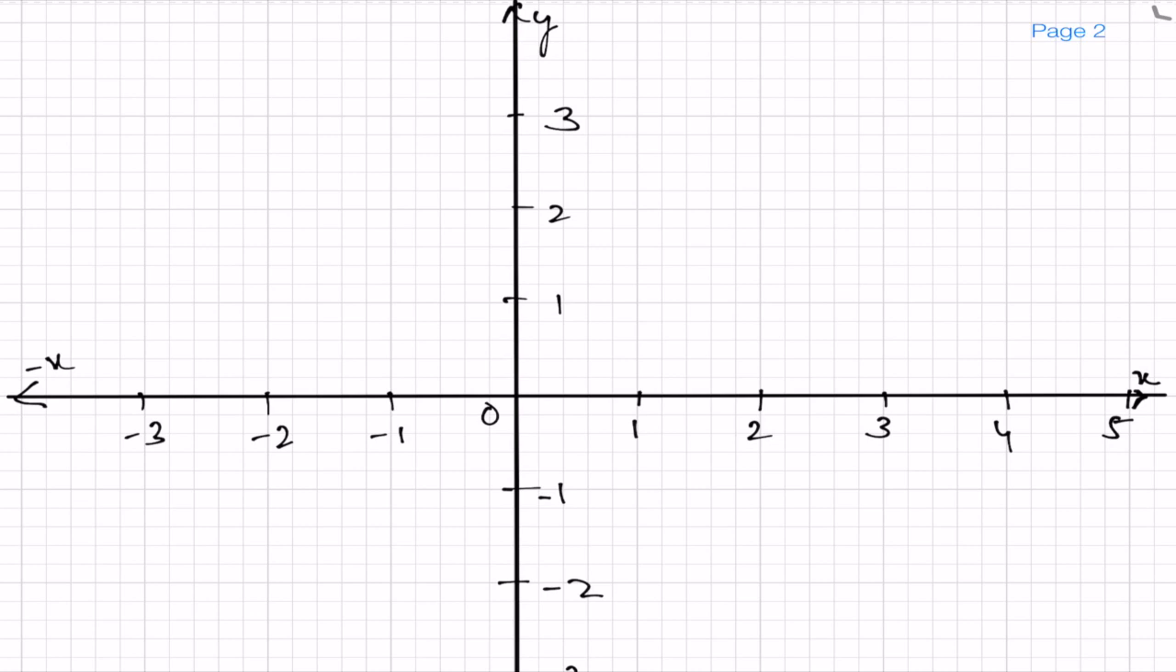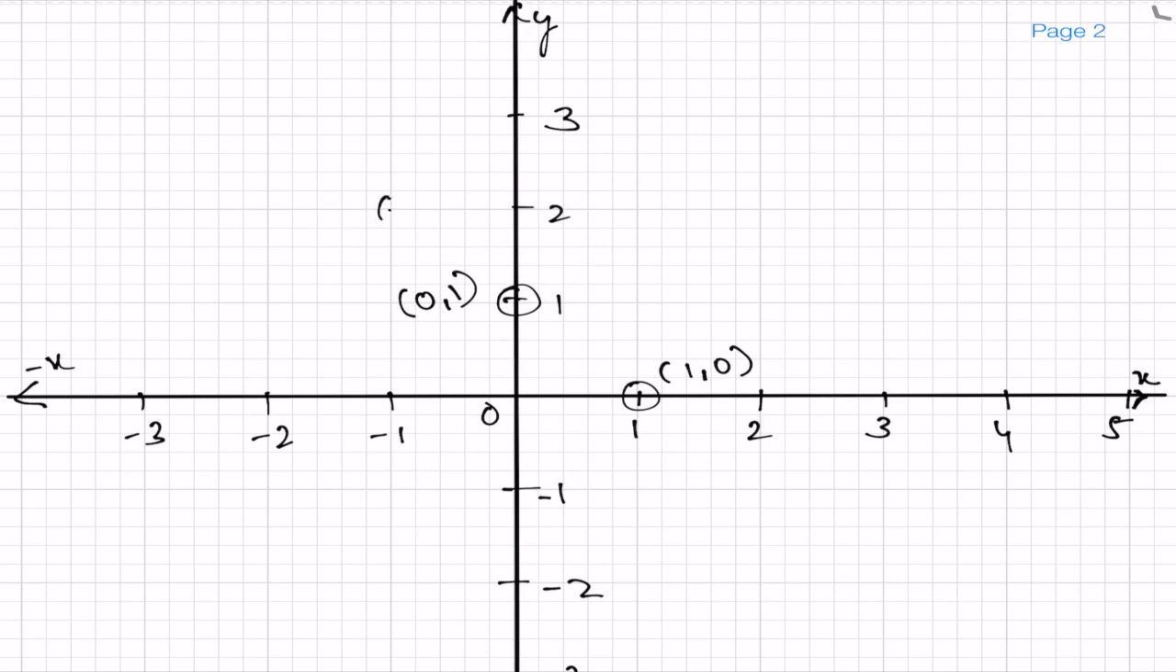The first point for the first equation is 0 and 1. X is 0, y is 1. That is on the y-axis. Second is 1 and 0. X is 1, y is 0. So this point will be on the x-axis.